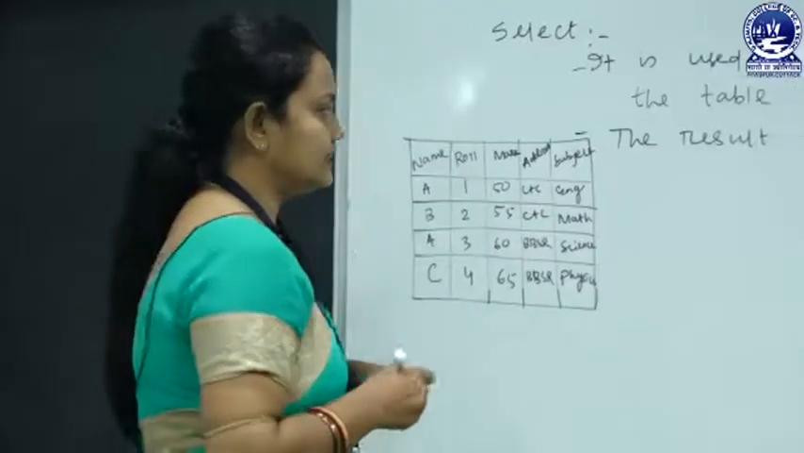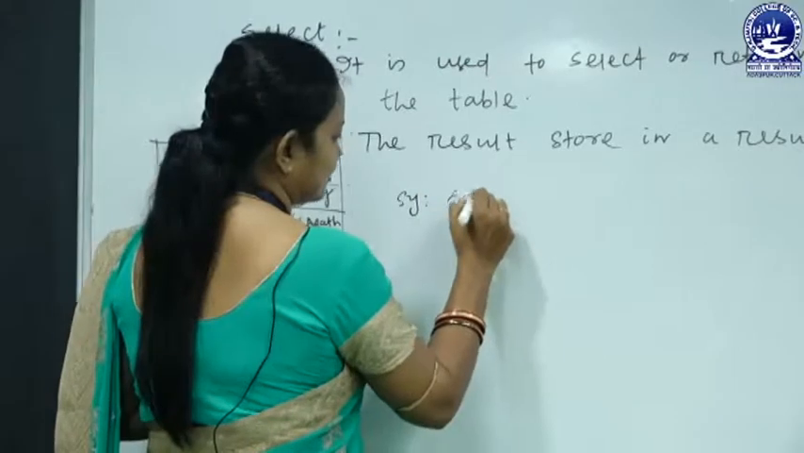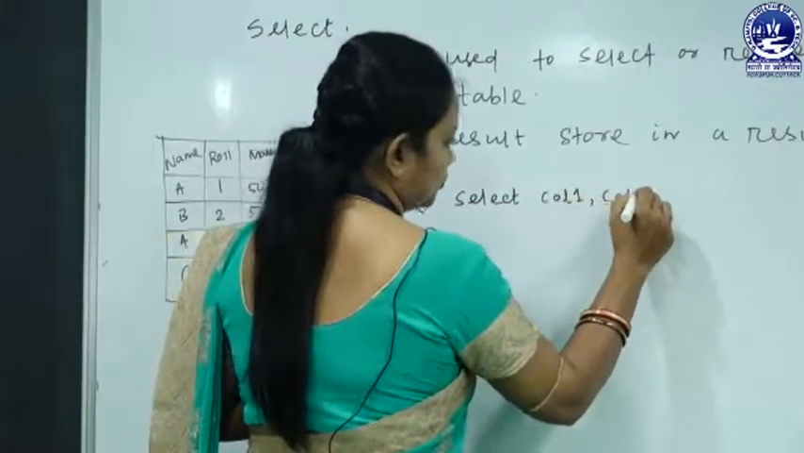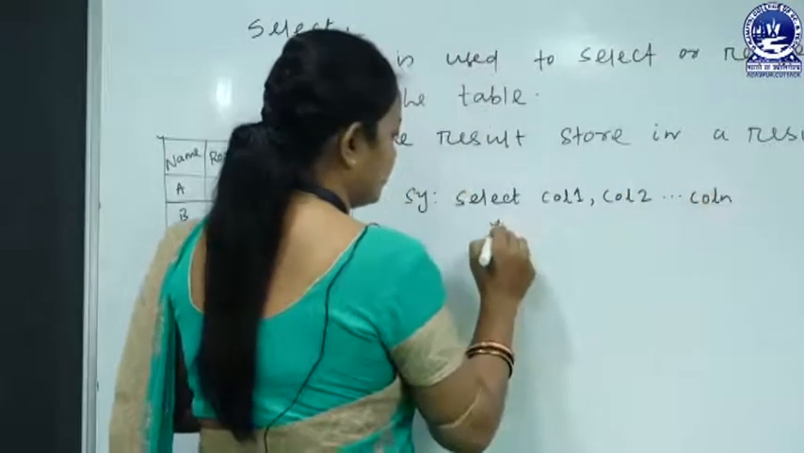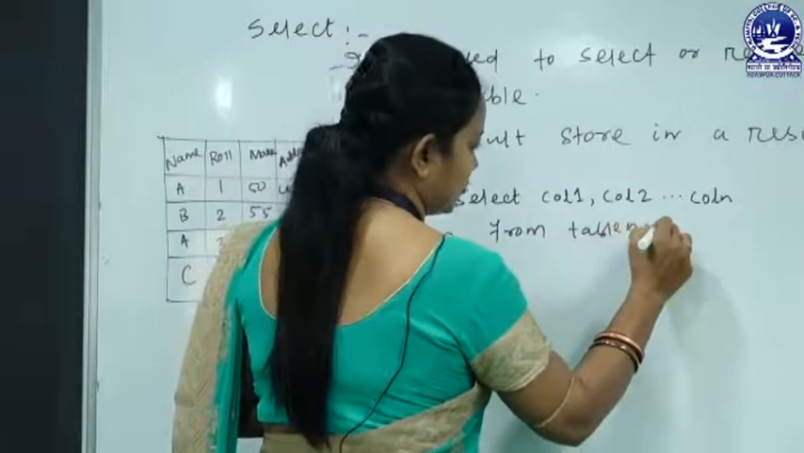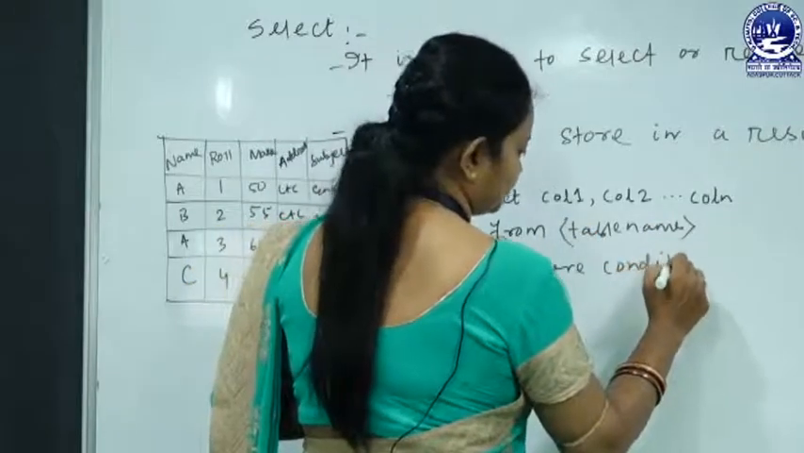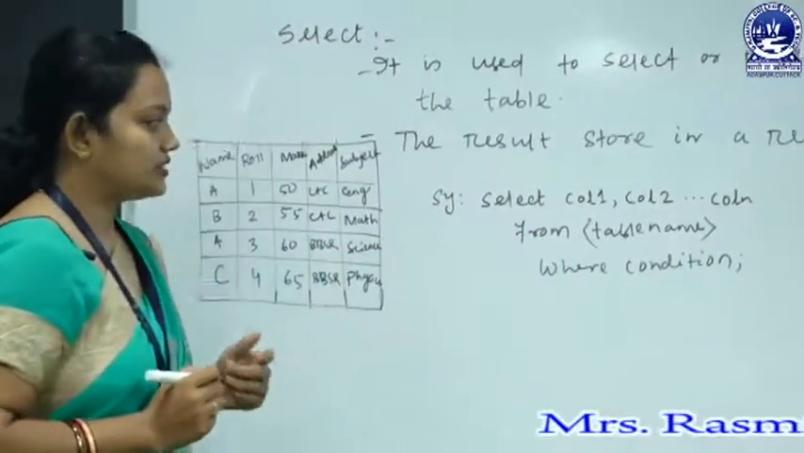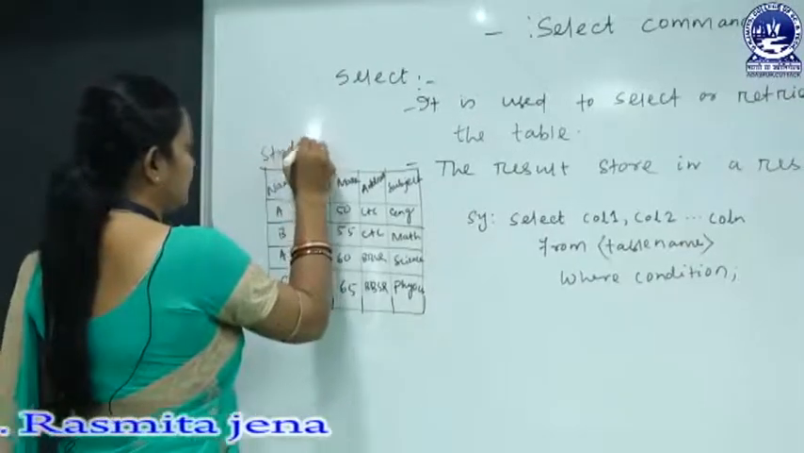So, let us see the syntax for the select command. The syntax: select column 1, column 2, like this we can retrieve n number of columns from the table. We have to mention the name of the table, and there can be a where clause, a where condition. This is the syntax.